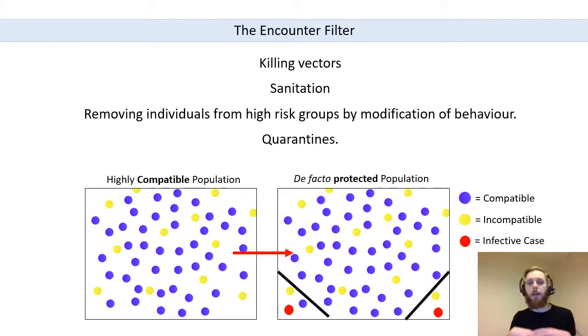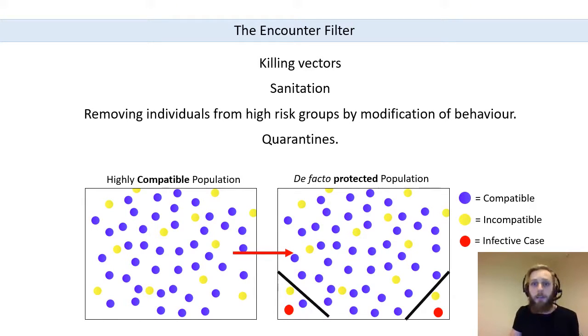And what we have here are some broad categories of the strategies that we can use to close the encounter filter. The one at the top, killing vectors, is a really important one. If you're on my medical microbiology module, we'll have talked about this a little bit, because a lot of infectious agents are spread by vectors.